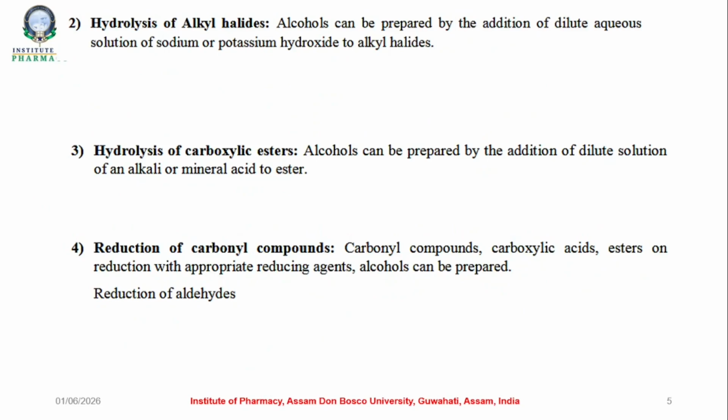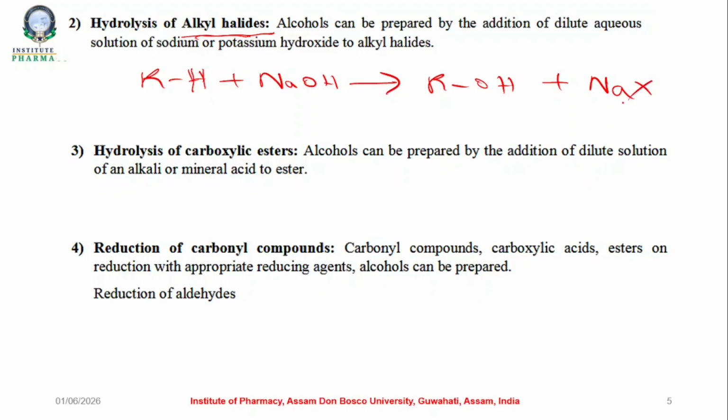The next method is by the hydrolysis of alkyl halides. For this purpose we will use sodium hydroxide or potassium hydroxide. If we see the general reaction, we have an alkyl halide here, and then we will have NaOH. This will simply give us a primary alcohol and NaX, whatever halogen you are using. Oh, I'm sorry, this should be X, since we are talking about alkyl halide. So we have our alkyl halide here, and then we will get our alcohol.